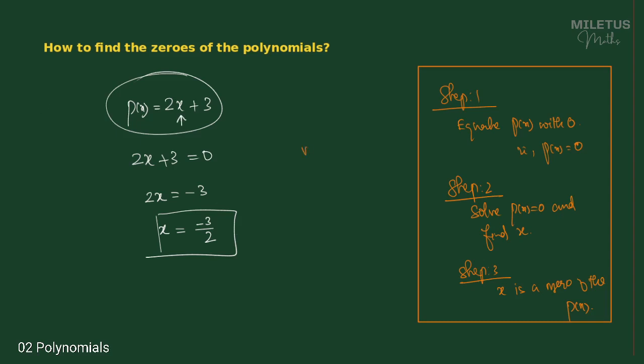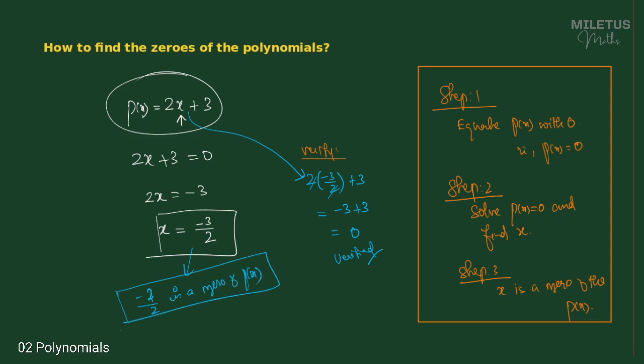Why don't we verify this? Let's substitute minus 3 by 2 instead of x. I'm working with 2 times minus 3 by 2 plus 3. And what is that? 2 and 2 get cancelled, and that is minus 3 plus 3, and I know minus 3 plus 3 is equal to 0. That shows that what we have found as a zero is the zero. And this says that minus 3 by 2 is a zero of p of x. Hopefully you can relate to that.